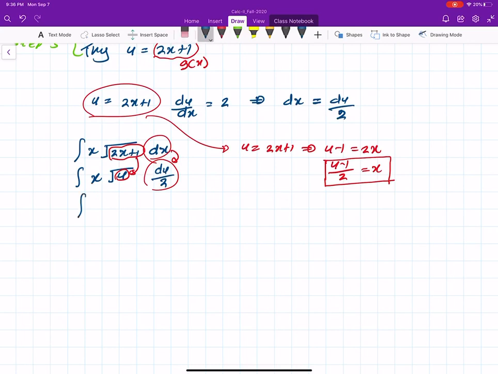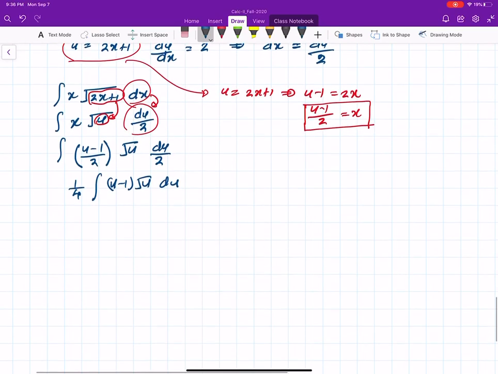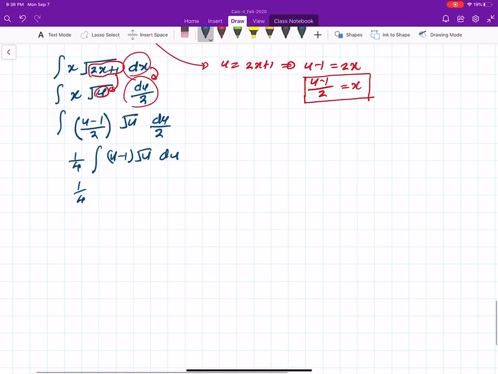Let me write down the next step. Then here for x, I'm going to write down u minus 1 over 2. This is the square root of u du over 2. And then I'm going to simplify everything. 2 times 2 is 4, then it's 1 over 4. I get that out from the integral sign. Then here u minus 1 times the square root of u du. And here 1 over 4 integration.